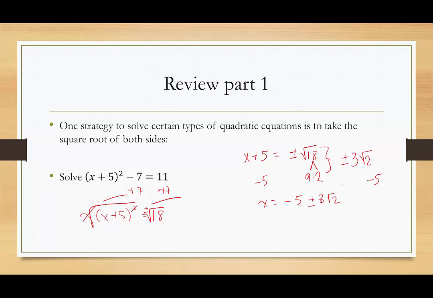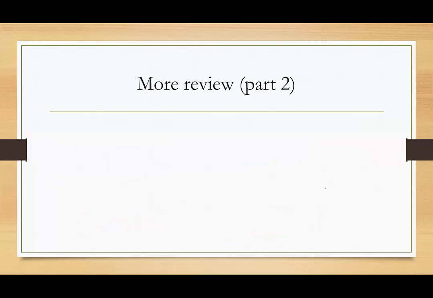Now this indicates to us that there are two solutions, and it's helpful to separate our two solutions. So our two solutions for x are negative 5 minus 3 radical 2, and the other solution is negative 5 plus 3 radical 2. So we look at the two cases that the plus or minus sign gives us. Okay, that's review part 1.